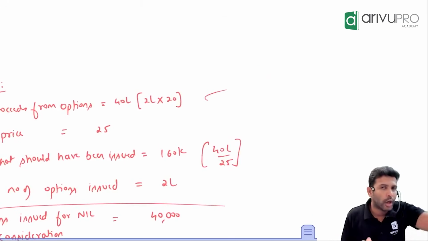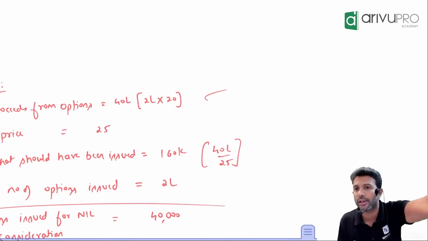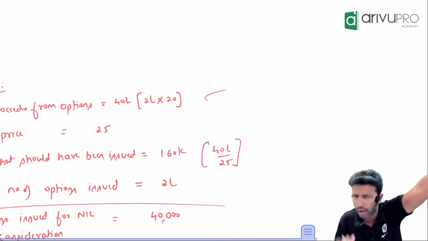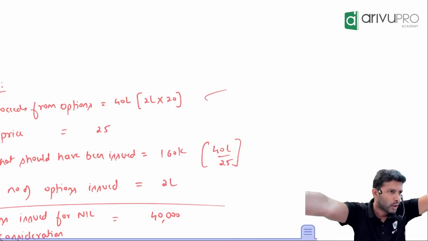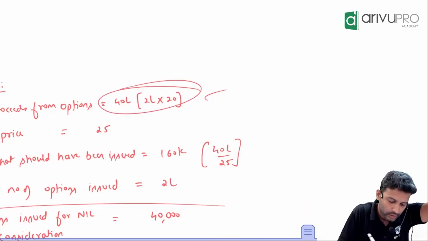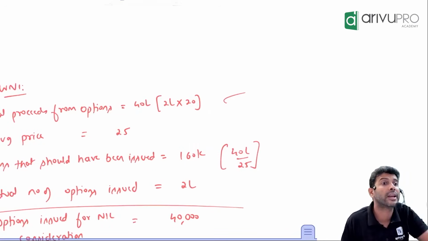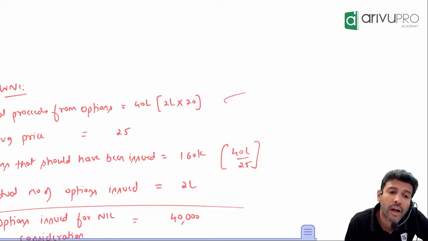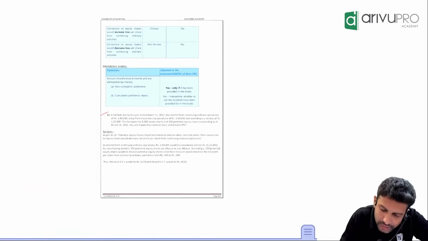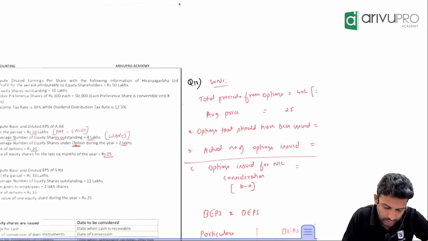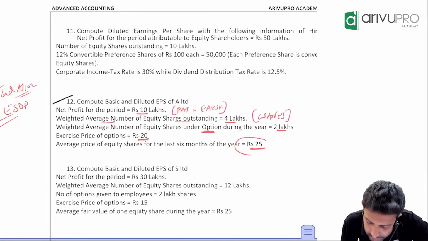Now people, let's assume that you are not an employee. You are a normal third party. You have 40 lakh with you, and you want to buy this company's shares. What is the average price? What is the average price of one share of this company?